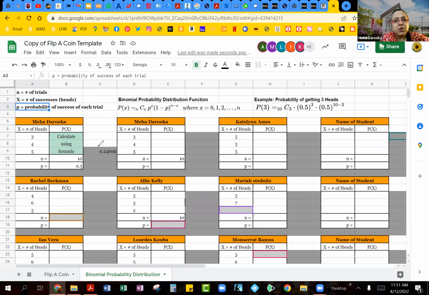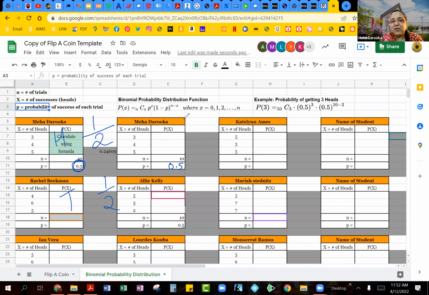So again, you are flipping a coin, right? Which means you only have 2 outcomes. You either land on a head or you land on a tail. So the probability that you are going to land on a head is 1/2. The probability that you're going to land on a tail is also 1/2, because you only have 2 outcomes. So you actually have a 50-50% chance of landing on a head or a tail. That's why that 1/2 translates into a decimal of 0.5. So that is going to be your probability.